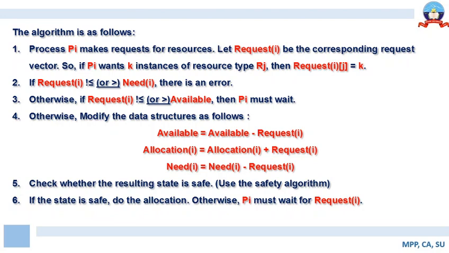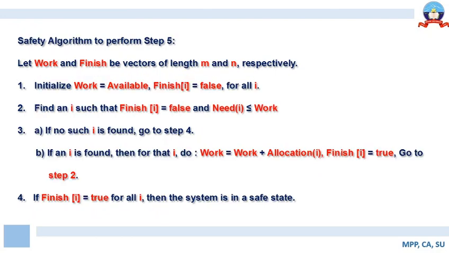Okay, so now let us discuss the safety algorithm. The safety algorithm is a very simple algorithm. Here we consider two vectors, Work and Finish. Work and Finish are two vectors of size m and n respectively. Work will keep track of the resources, whereas Finish will keep track of the status of completion of the various processes in the system.